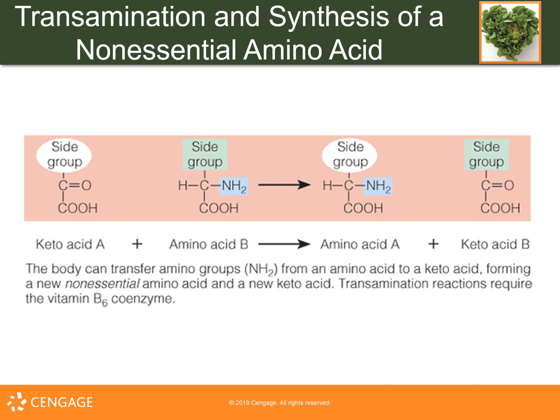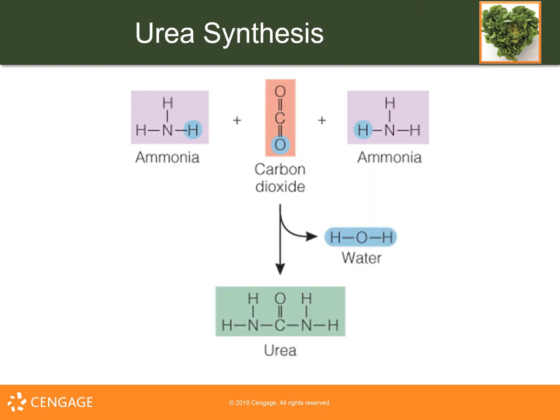The body can transfer the NH2 nitrogen group from an amino acid to a keto acid, forming a non-essential amino acid and a new keto acid. This transamination reaction requires the vitamin B6 coenzyme. So you do need some B vitamins that are involved in chemical reactions. Urea synthesis: again, when you deaminate an amino acid, the ammonia becomes a component in the urine called urea.